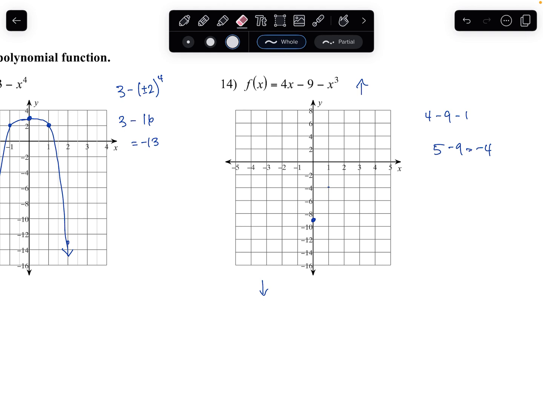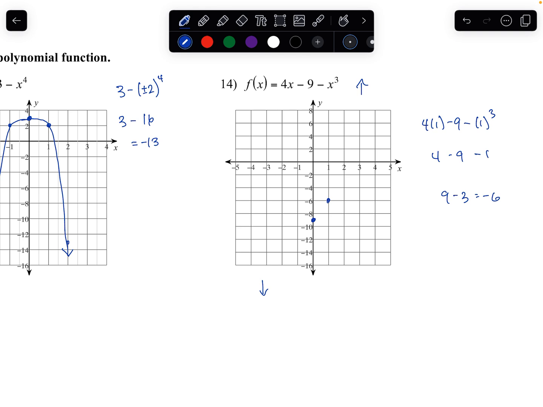No, it's not right. What am I missing? So if I plug in 1 right here, that's 4 times 1 minus 9 minus 1 to the 3rd. That's going to be 4 minus 9 minus 1. 4 minus 9, yeah, of course. That's minus 1. So it's going to be 9 minus 3, and that's going to be equal to -6. Okay, I knew something was off there.